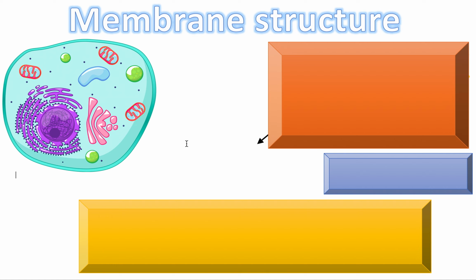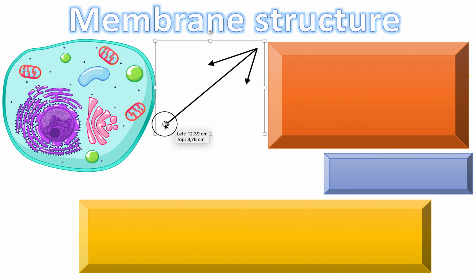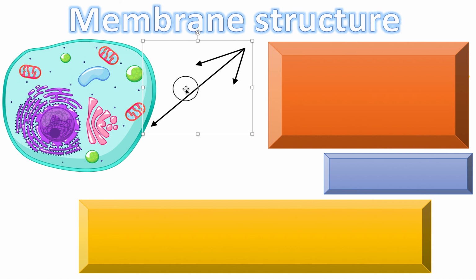So picture this, you're a human being, I'm a human being. What are we made of? We are made up of billions and billions of cells, right? Cells have a lot of organelles like the nucleus, the mitochondria, and all that. One thing that all cells have in common is what? The membrane structure.